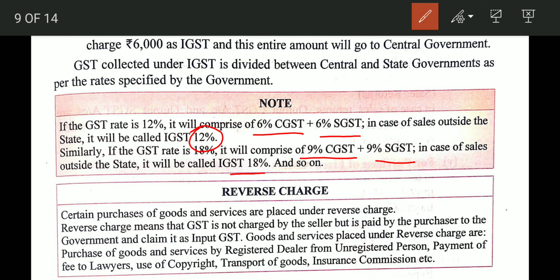So here in certain purchases, it is placed under the reverse charge. What does it mean? GST is not charged by the seller, but it is paid by the purchaser to the government and claimed as input GST. So here are the examples given for the reverse charge: purchase of goods and service by registered dealer from unregistered person, payment of fee to the lawyer, use of copyright, etc. So in the other video you will watch, you will see the further part of the theory for this chapter.